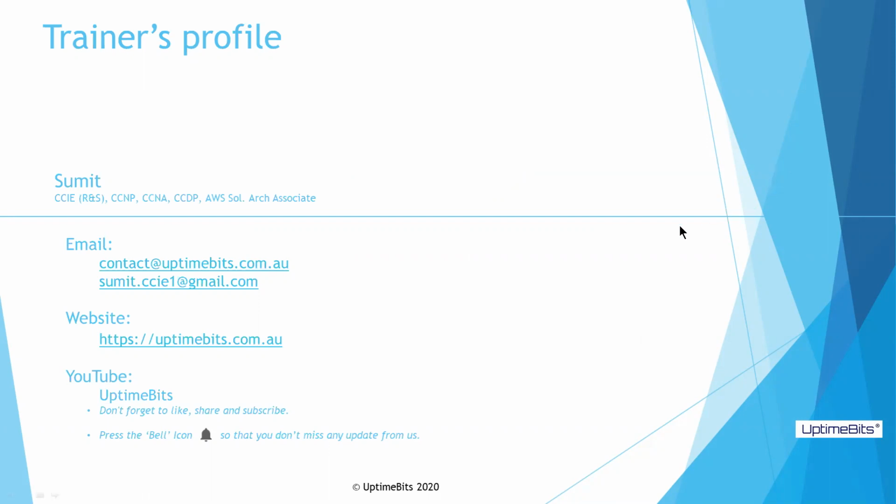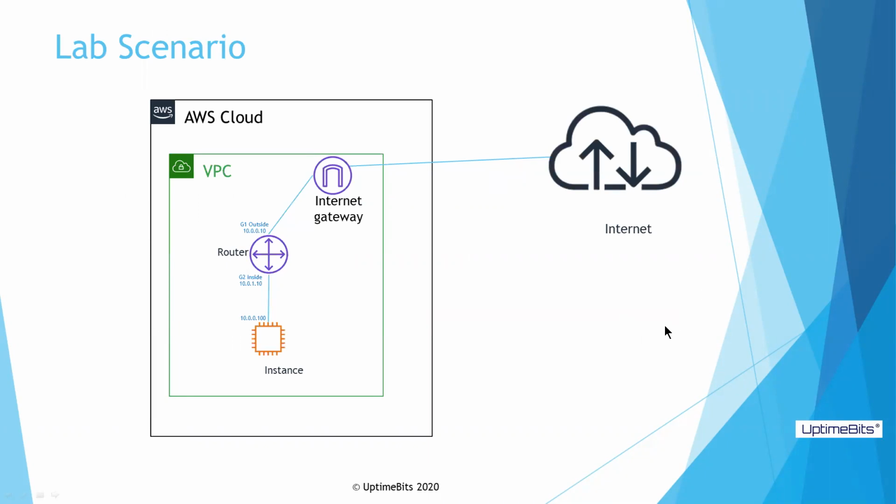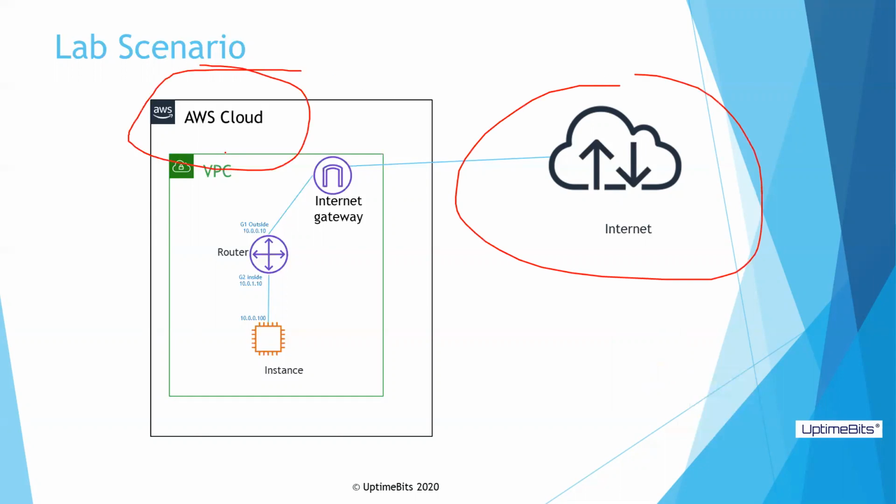Now, for today's scenario, we've got internet on the right-hand side, and we've got AWS on the left-hand side. So this is internet and this is the AWS cloud. Within the AWS cloud, we've got a VPC, and in this VPC, we've got two subnets. One is outside and one is inside. And we've got a Cisco CSR 1000V router over here on which we'll be doing the configuration. Now let's go ahead and start the configuration.